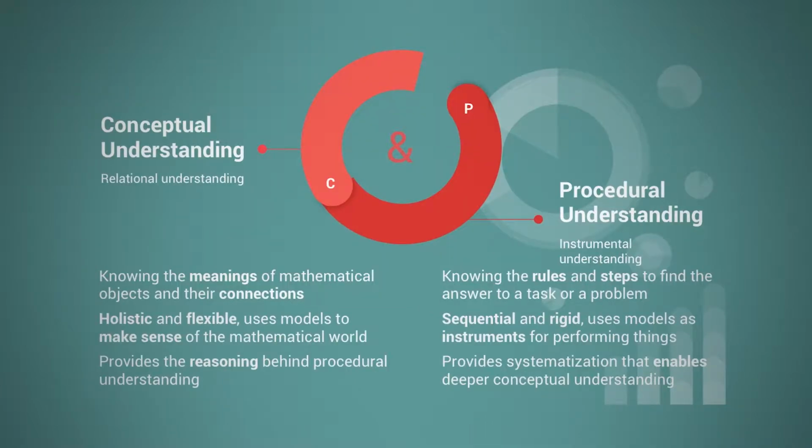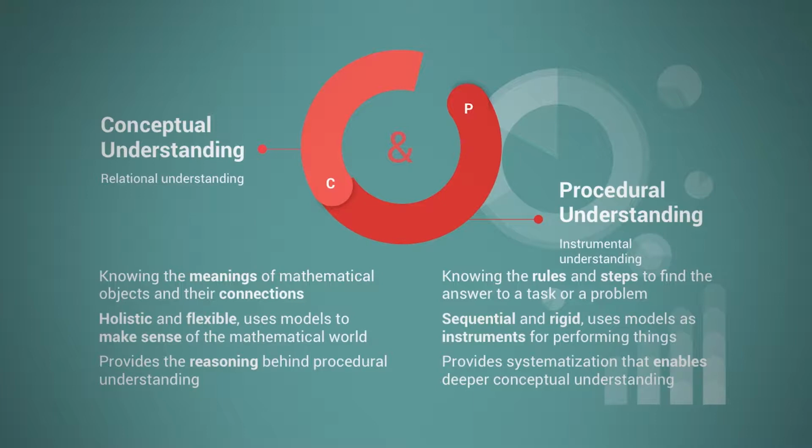So first, conceptual understanding, which is relational, means knowing the meanings of mathematical objects and their connections. It's holistic and it's also flexible. It's very versatile, as we talked about in the map analogy, and it uses models to make sense of the mathematical world. It also provides the reasoning behind procedural understanding, so that's going to be the connection.